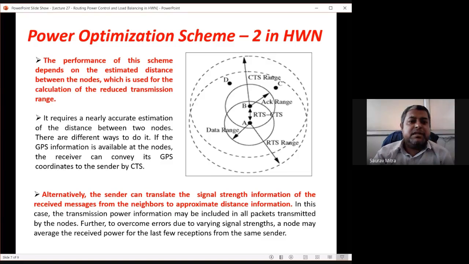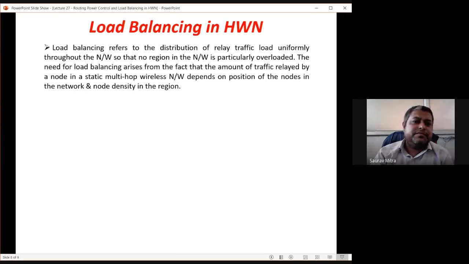The performance of the scheme depends on the estimated distance between the nodes. So the same thing, some features are explained. Alternatively, the sender can translate the signal strength information of the received message from the neighbors and approximate. So these are some features which are explained of this power control optimization scheme 2. Please go through. We'll finish. There are two more slides. We'll finish with load balancing.